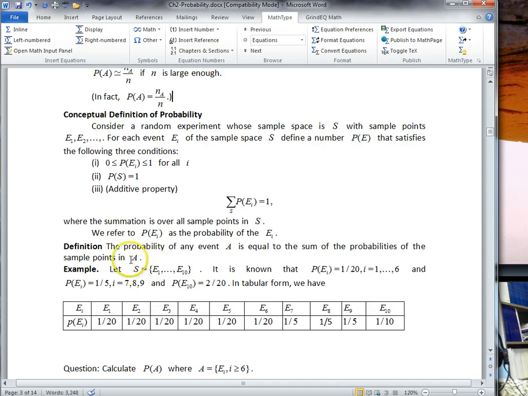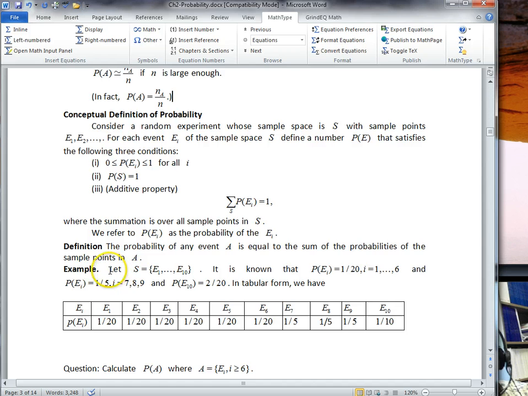So now we define the probability of an event A as equal to the sum of the probabilities of all the points in A. Because in this definition we evaluated the probabilities of elementary events, if we want a compound event, we add the probabilities that make up that compound event. Okay.